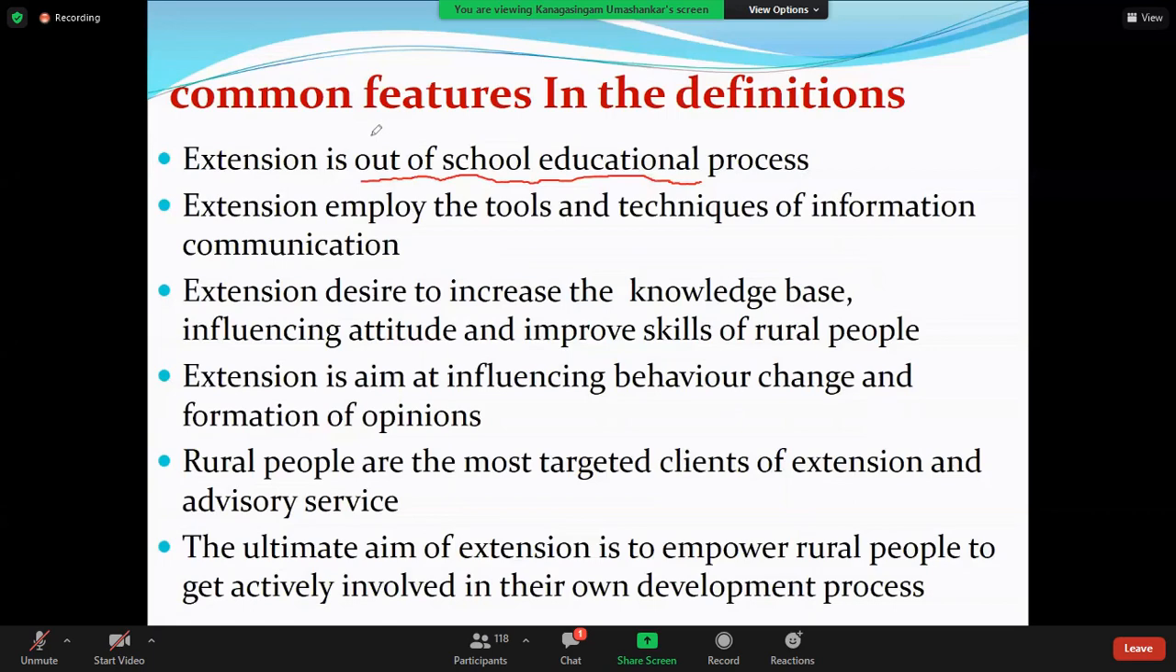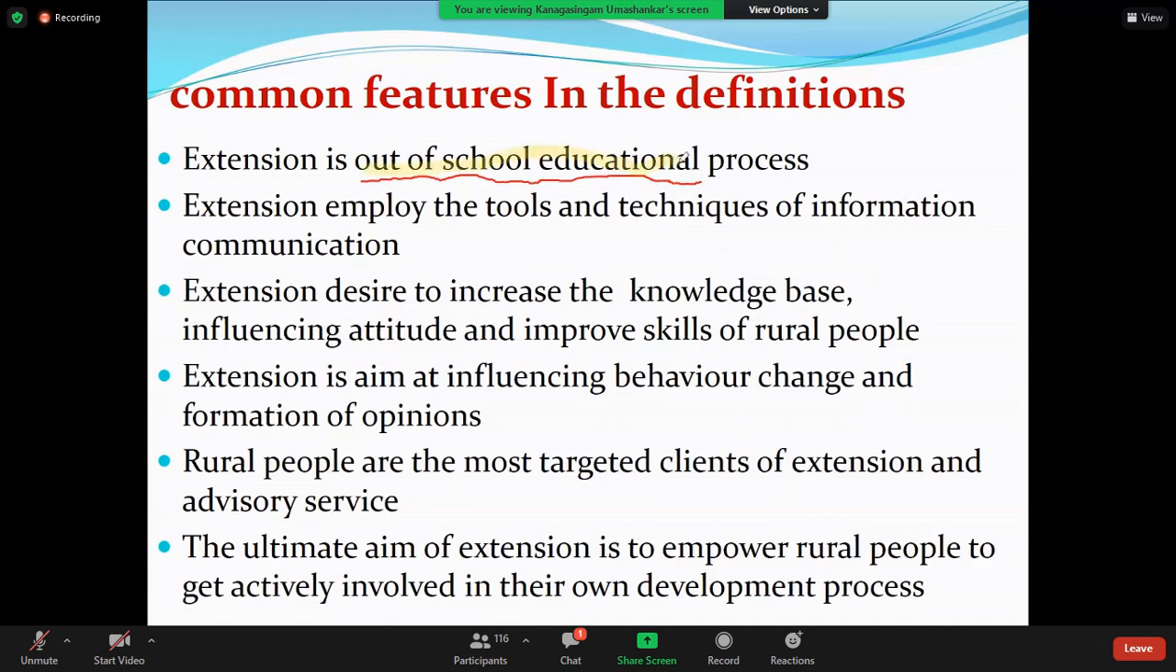Formal education means year 1, year 2, grade 1, grade 2, grade 3, you are studying in the school. That is known as formal education. Once you have finished school and you are learning something by a method other than the school method, that is informal education, we say. Some say non-formal education, some say informal education, whatever it is. Extension is an out of school education process. It is not the school education process. You have to understand that very clearly.